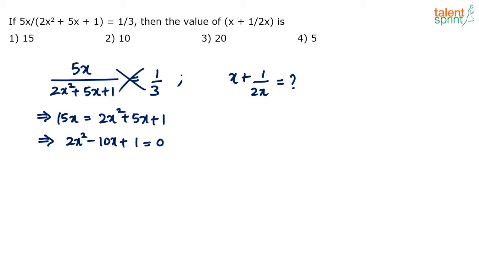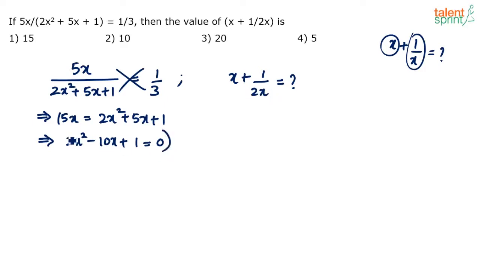Again, if you remember, in one of the earlier questions, we had discussed that whenever you have to find terms like x plus 1 by x or things like that, and you have a quadratic equation, try to divide the whole equation by x. See, in a quadratic equation, you'll have an x squared term, an x term and a constant. So when you divide everything by x, the x squared will reduce to x, x will reduce to a constant, and the constant will reduce to 1 by x. So we'll get one term in terms of x, the other in terms of 1 by x. That's the whole idea. Of course, here we need 1 by 2x, that's a different story, but the process remains the same.